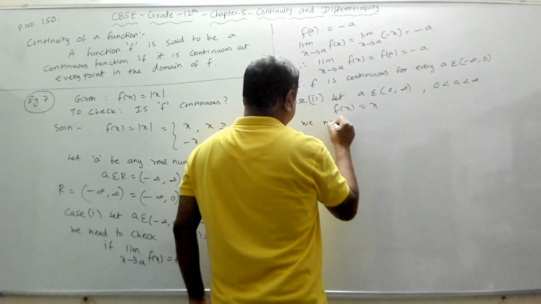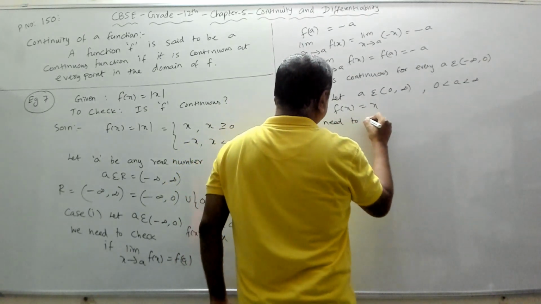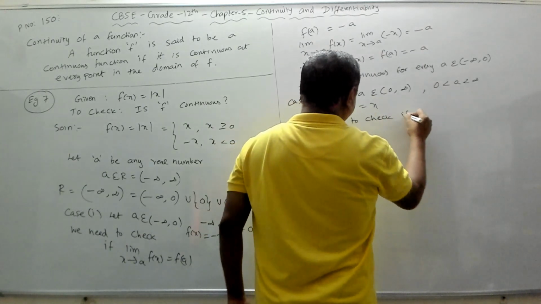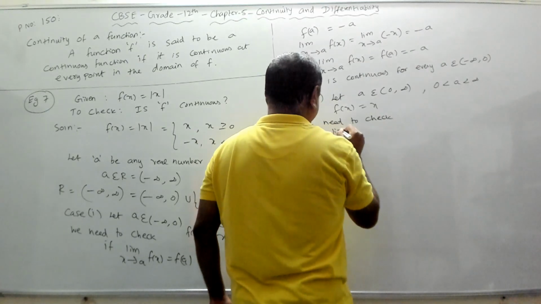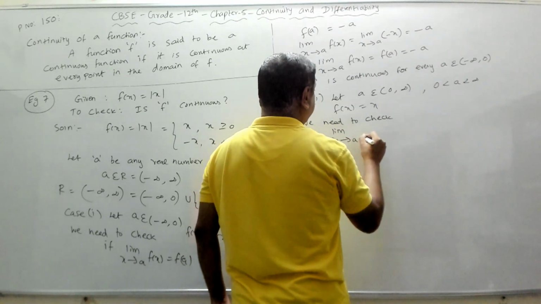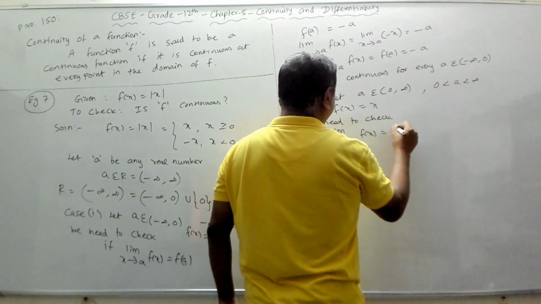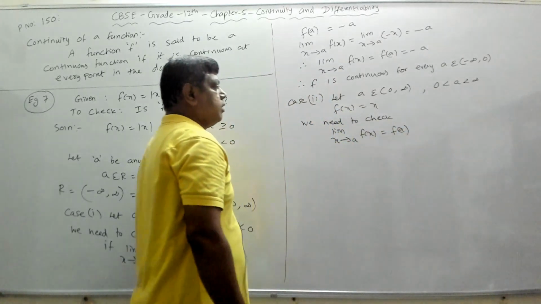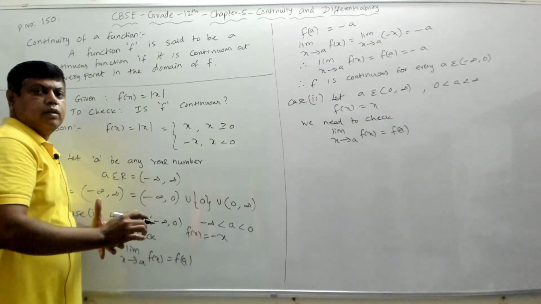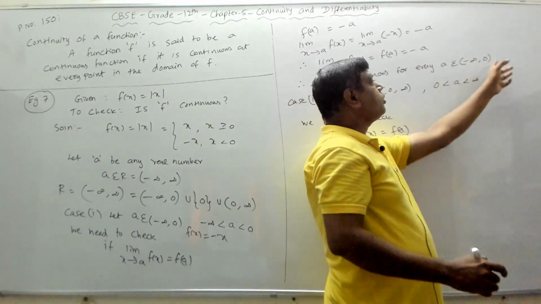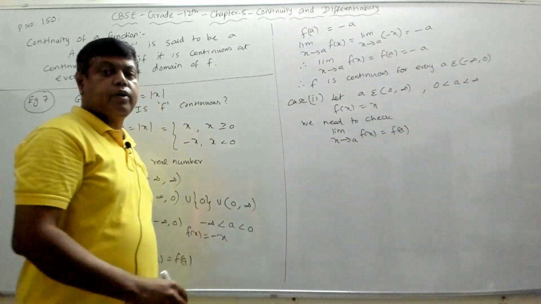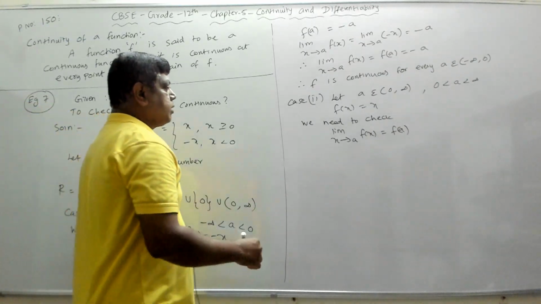We need to check if limit x goes to a, f of x equal to f of a. If you prove this, then we can say f is continuous for every a belonging to 0 to infinity, which means f will become continuous for every positive real number.